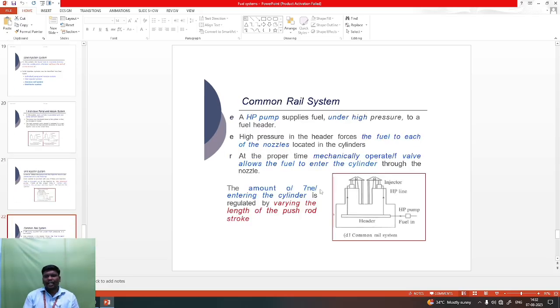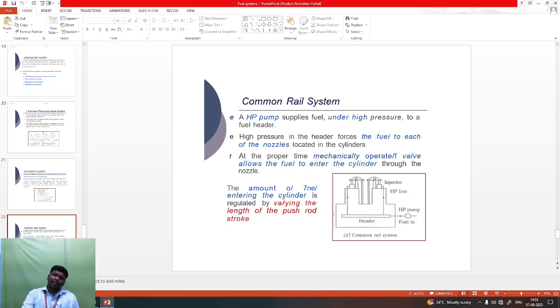So next one is the common rail system. In the common rail system, a high pressure pump supplies fuel under high pressure to a fuel header. Okay, so next, the high pressure in the header forces the fuel to each of the nozzles located in the cylinders.